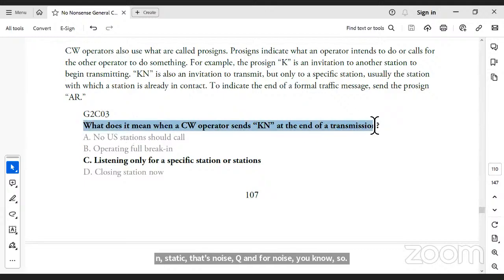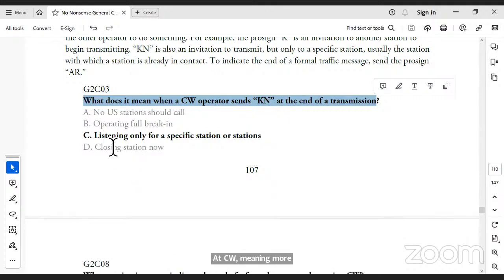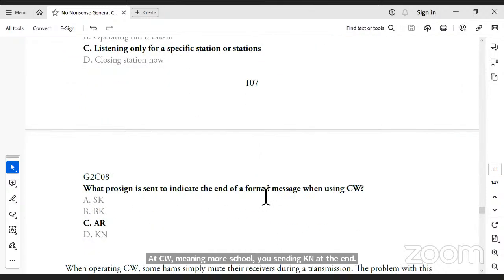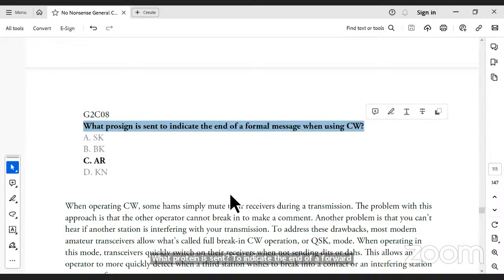All right. What does it mean when a CW operator sends KN or Kilo November at the end of a transmission? In CW, meaning Morse code, you're sending KN at the end. It means that you are listening for only specific station or stations. What prosign is sent to indicate the end of a formal message when using CW? That prosign is AR.